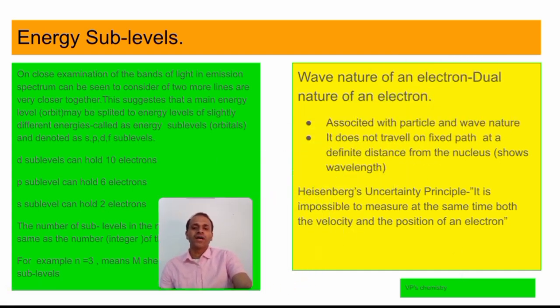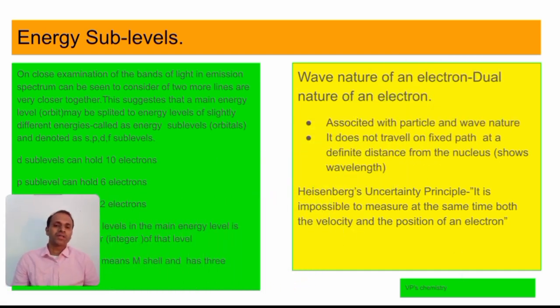There is another concept, the dual nature of electrons. We all think that an electron has only particle nature, because in our concept an electron is like a solid body. But according to the Heisenberg uncertainty principle, we reach the conclusion that the electron has a dual nature: one is wave nature, and the other is particle nature. So an electron can have both natures, wave and particle.